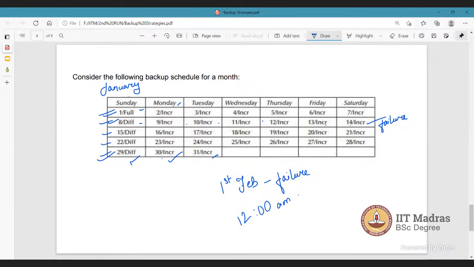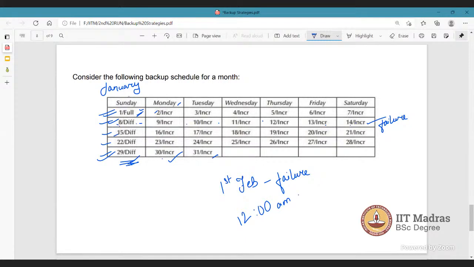Look, one differential backup will take the backup of all the files that have been changed since the last full backup, right? That is the definition of differential backup. All the changes that have been made since the last full backup will be backed up by the differential backup. So say on the 8th, it will take the backup from 2nd to 8th.